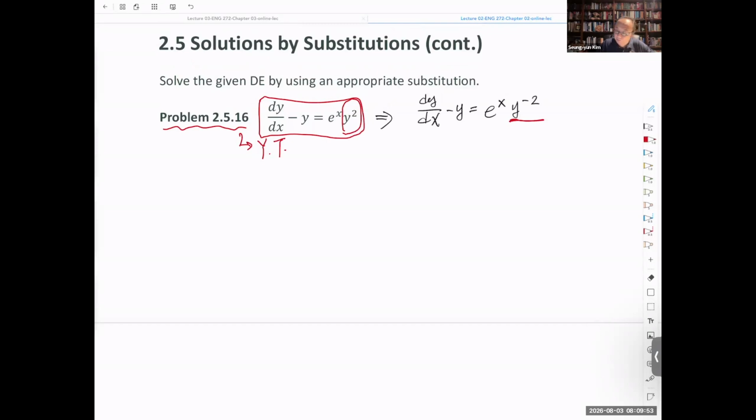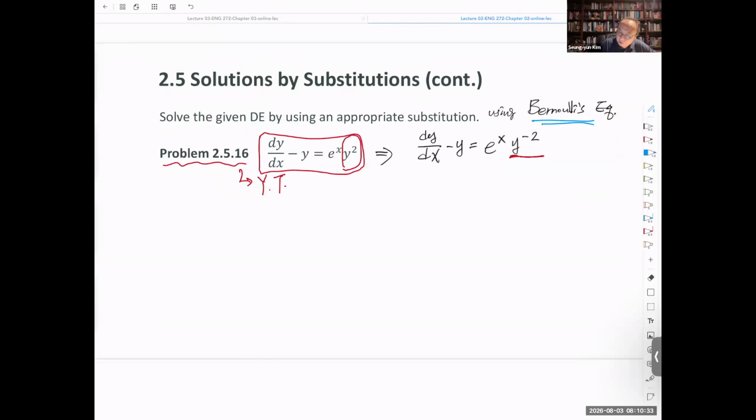So this problem is using Bernoulli's equation. For the Bernoulli's equation, when we have the linear on the left-hand side, and then there is a y term on the right-hand side, therefore it's not linear anymore, and the y term should be something like y squared or y to the negative 2, other than y.